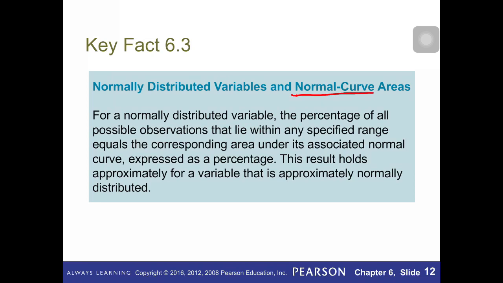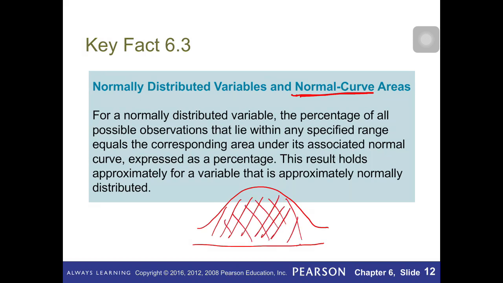If we have this normal curve, the area under this normal curve represents the percentage. So if we have this normal curve, which means that variable is a normally distributed variable, the percentage of all possible observations that lie within any specific range equals the corresponding area under the associated normal curve, expressed as a percentage.